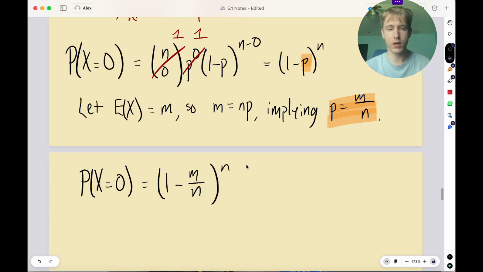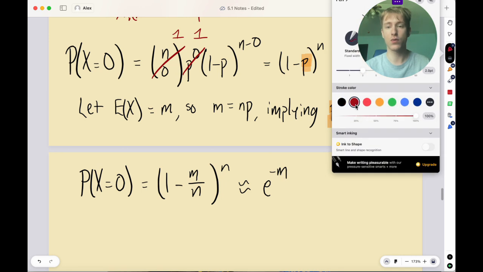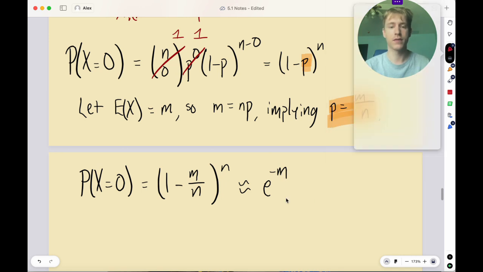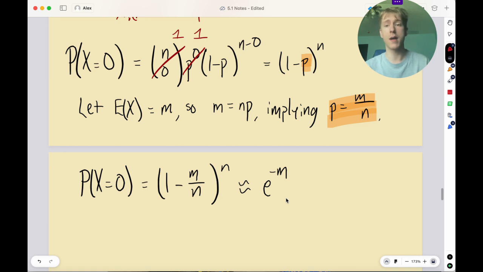So this is going to be approximately equal to e to the minus m, and I need to specify exactly when we're allowed to make this approximation. If you recall the formula for compound interest, this is actually continuously compounded interest, provided the number of times that you compound goes to infinity, right? So this is the same idea. So this is for large n. That's when we can make this approximation.